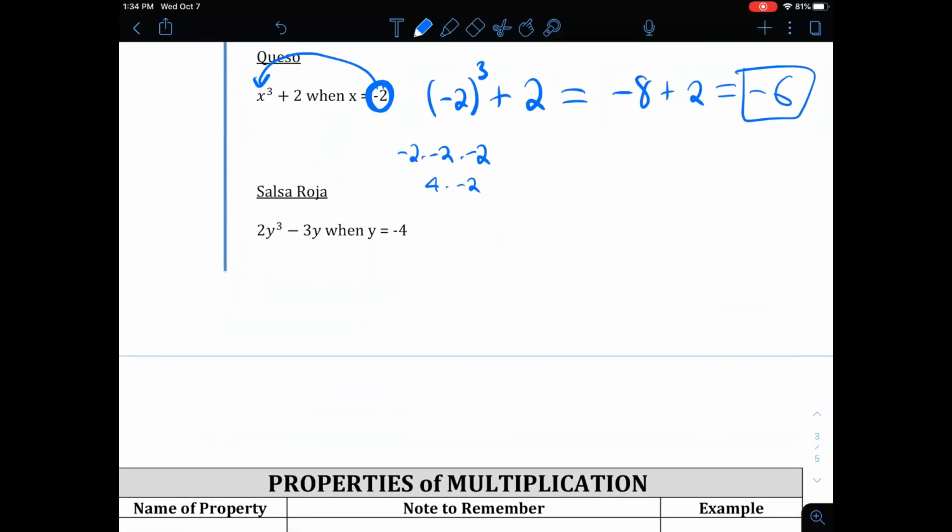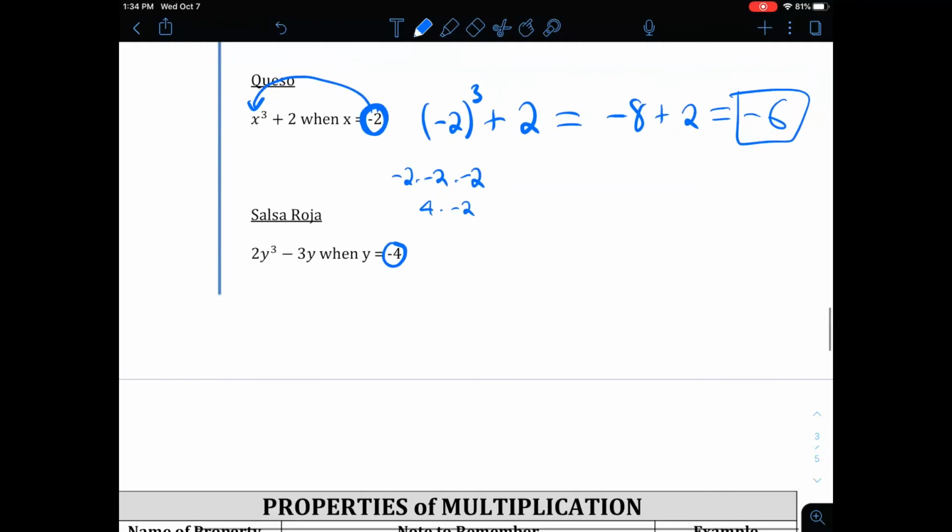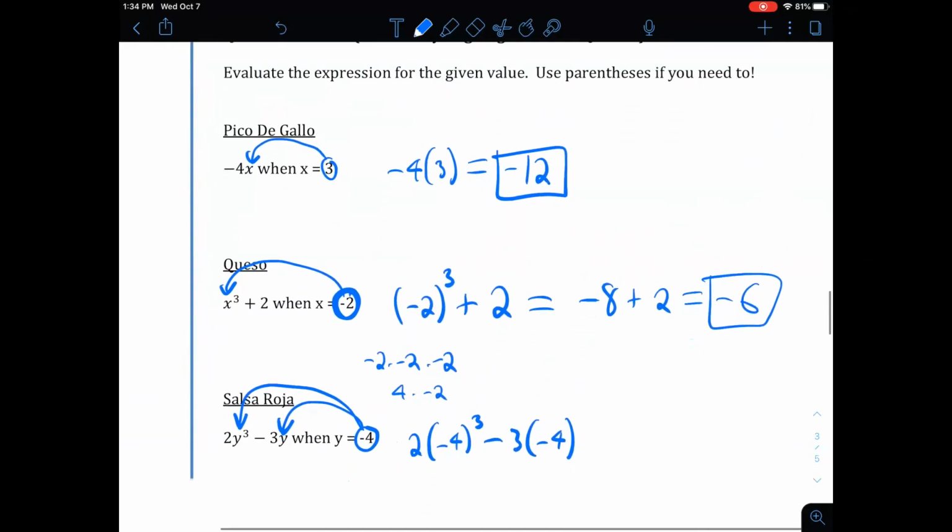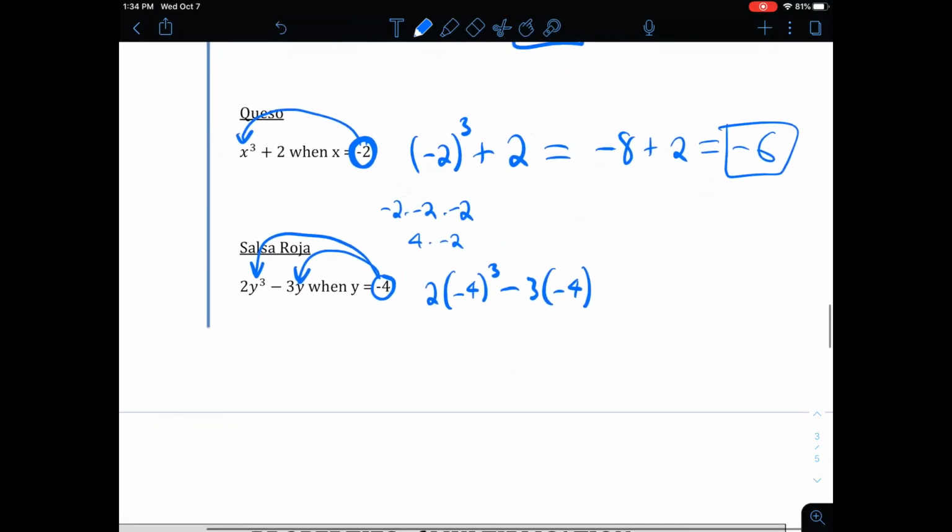All right, last one, salsa roja, the spiciest of them all. We got 2y to the third minus 3y when y equals negative 4. We're going to plug in negative 4 for y here, and here too. So we have 2 times (negative 4) to the third minus 3 times (negative 4). This is how you evaluate an expression. You just plug it in and you simplify.